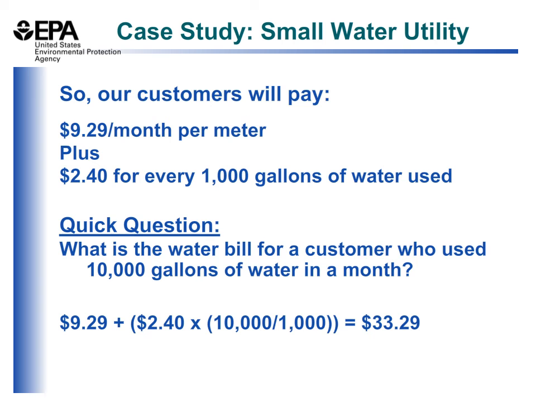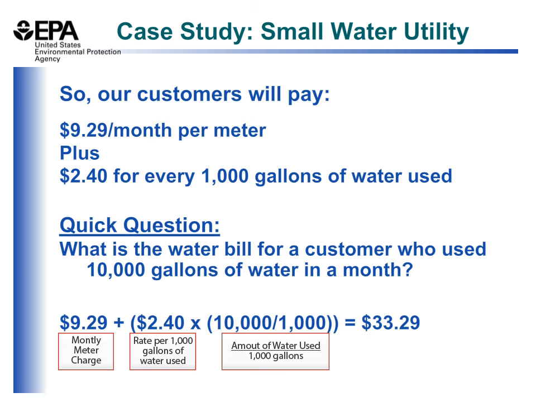used. So if that's the case, what would the water bill for a customer who used 10,000 gallons of water a month be? You could take that commodity cost and add it to the service cost. The $9.20 plus $2.40 for every 1,000 gallons times 10,000 gallons. So a customer's water bill per month could be $33.29.